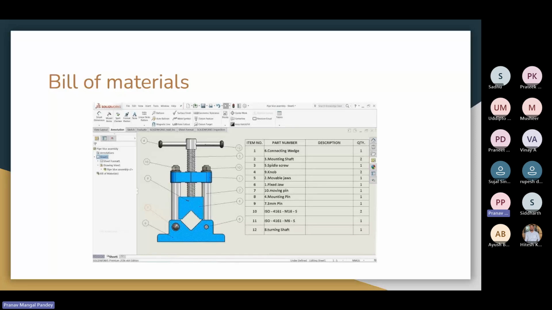So bill of materials is important not only while purchasing but also for showing, like when we say that a system costs this much. This is why bill of materials is important, and this is always attached to the assembly drawing.